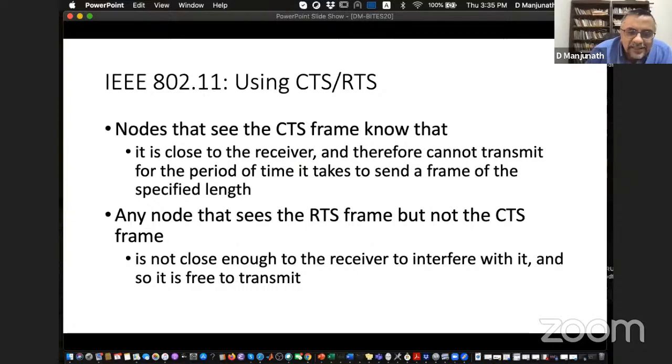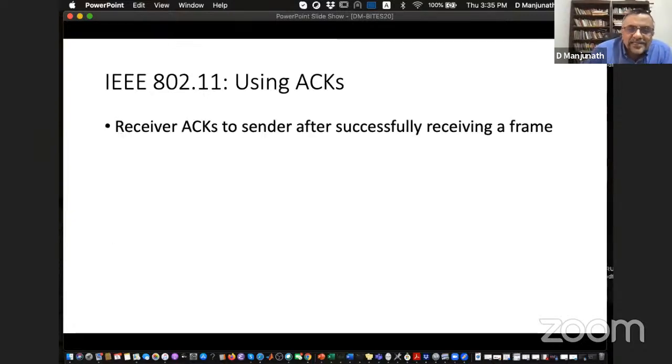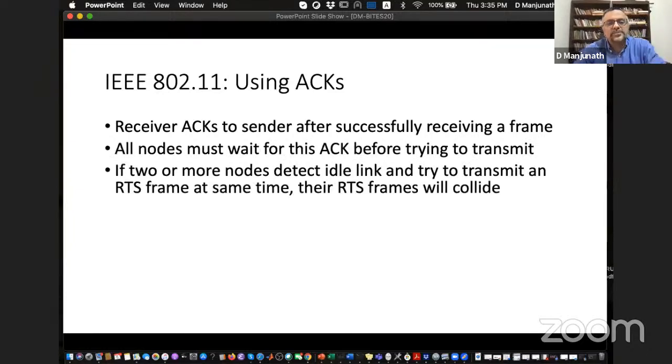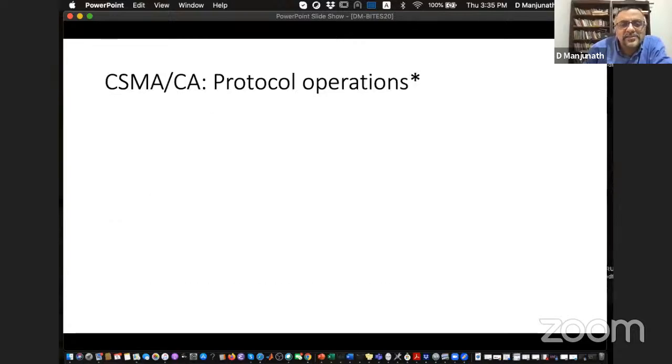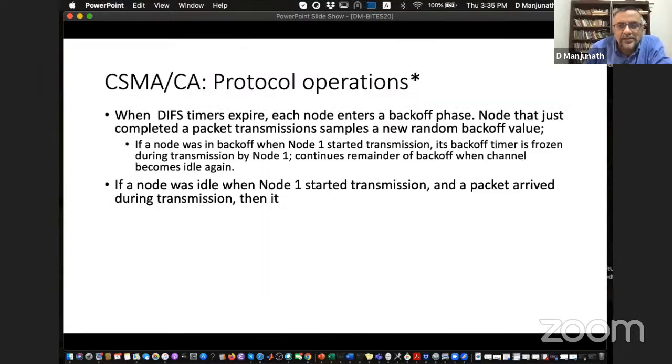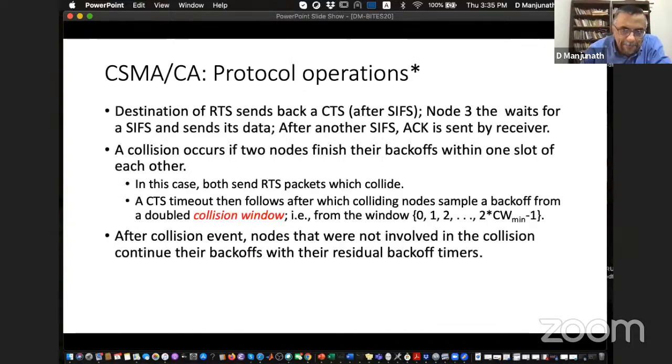So this is sort of the basic protocol of 802.11. And the receiver will send an acknowledgement after successfully receiving a frame, and all nodes must wait for this acknowledgement before trying to transmit. There are collisions that can happen and so on. I'm not going into the details of the collisions because that's a fairly more elaborate discussion, so I'll skip that part. Although I have slides, I can come back to it for those of you who are interested.